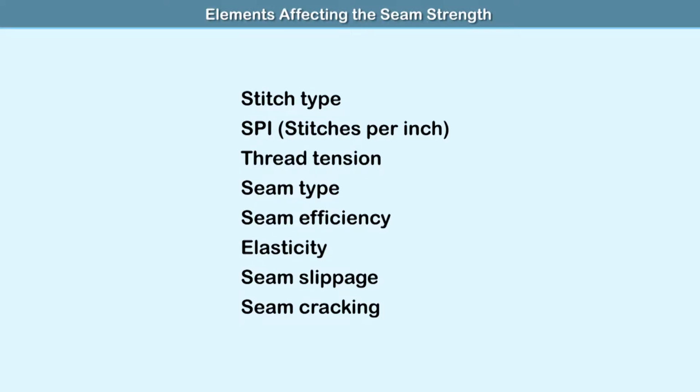Now, the elements affecting the seam strength are the stitch type, SPI (stitches per inch), thread tension, seam type, seam efficiency, elasticity, seam slippage, and seam cracking.